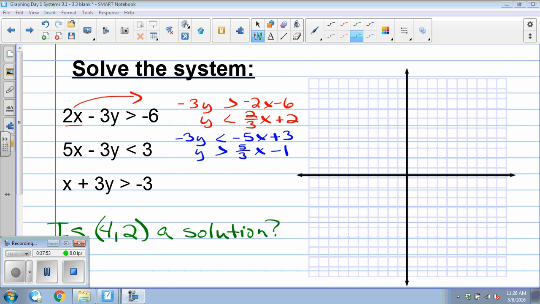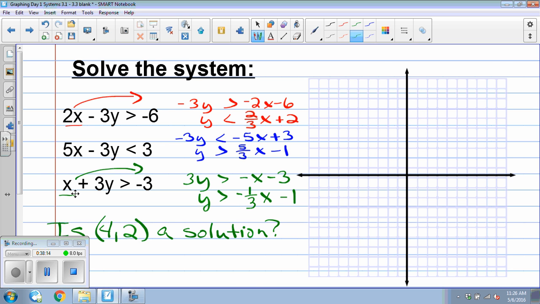And then when you solve for the last one, 3y greater than negative x minus 3, and then y greater than negative 1/3 x minus 1. You divide everything by 3. So now I'm going to graph all these manually because I only divided by positives. You only switch it if you divide by negative.